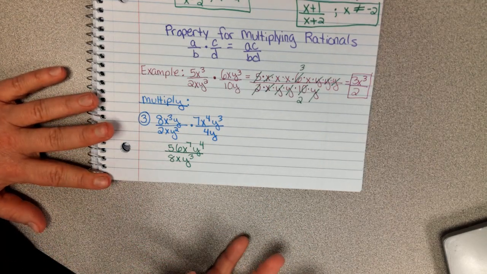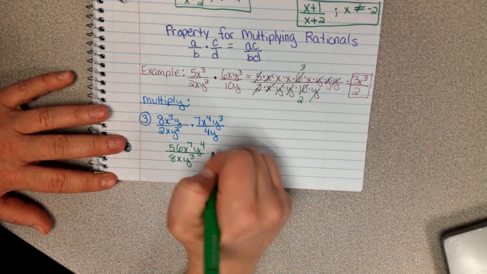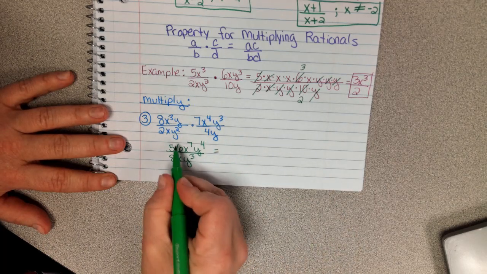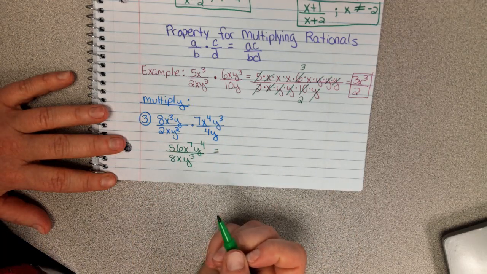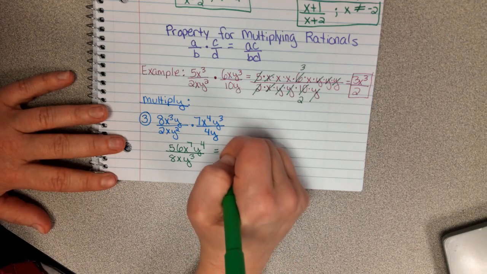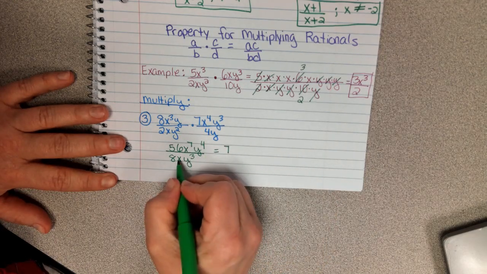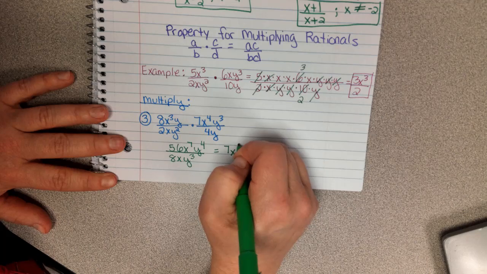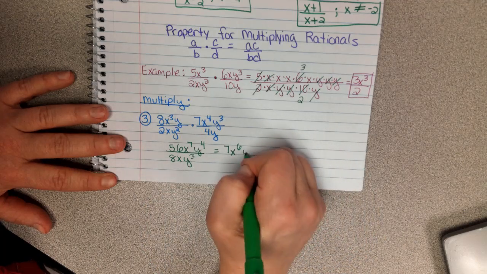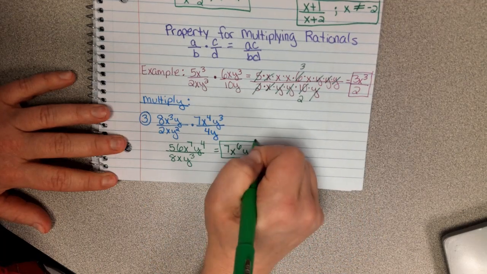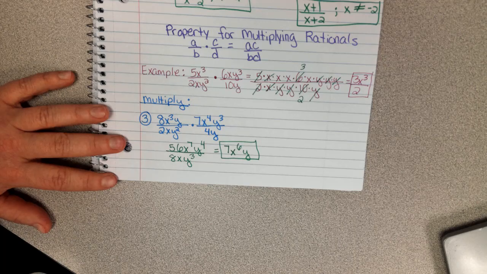I want to go ahead and simplify this fraction. So I'm going to come to the side for space. So 56 divided by 8 is 7. So I have 7, x to the 7 divided by x is x to the 6, y to the 4 divided by y to the 3 is y. So not really a bad fraction after all.